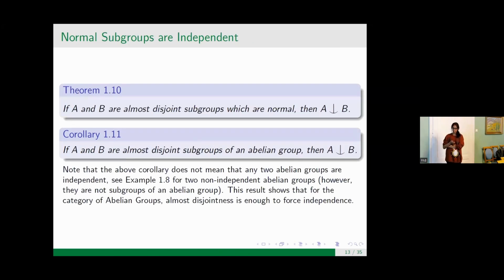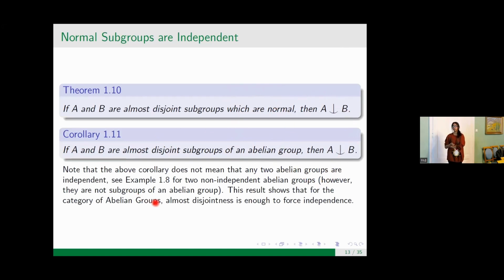Another result is that if A and B are almost disjoint subgroups which are normal in their join, then A is independent to B. This means that if A and B are almost disjoint subgroups of an abelian group, so automatically normal in its join, then A is independent to B.